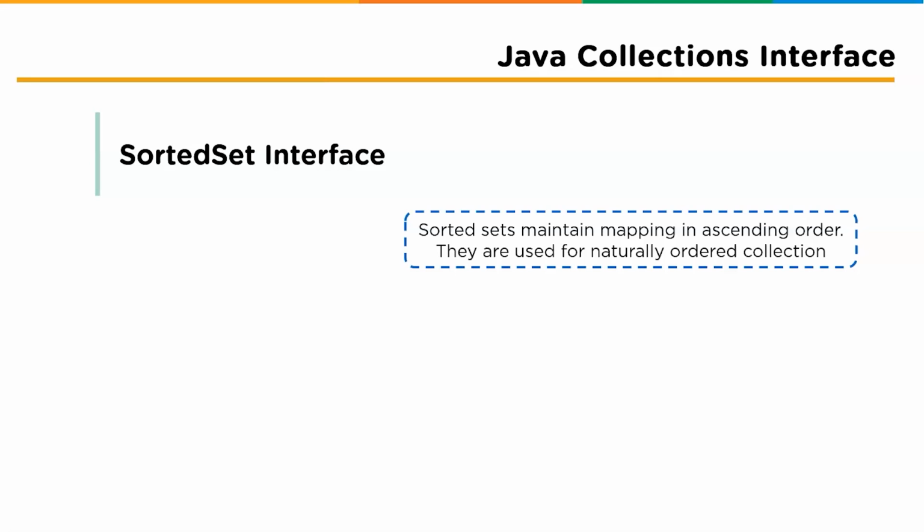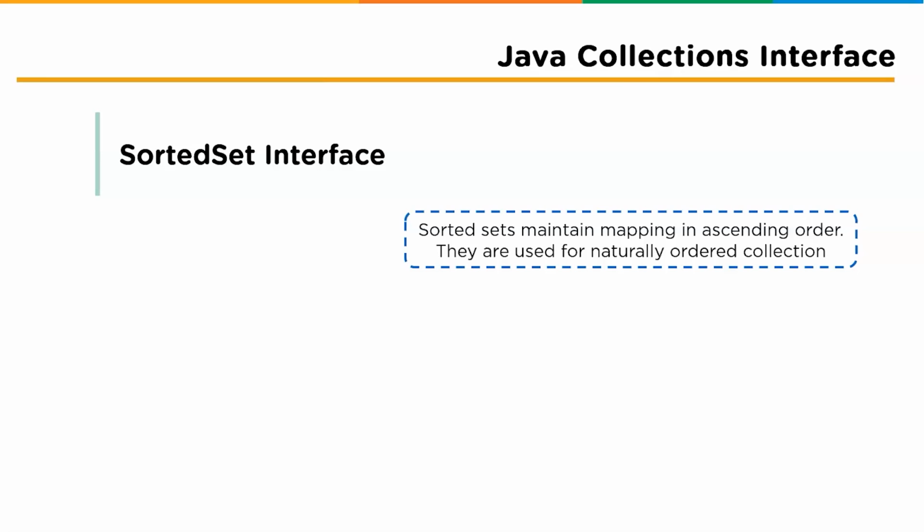Now let's move further into our next type of interface, which is the sorted set interface. So what exactly is a sorted set interface? A sorted set is a set that maintains its elements in ascending order. Several additional operations are provided to take advantage of the ordering. Sorted sets are usually used for naturally ordered sets, such as word lists and membership roles.